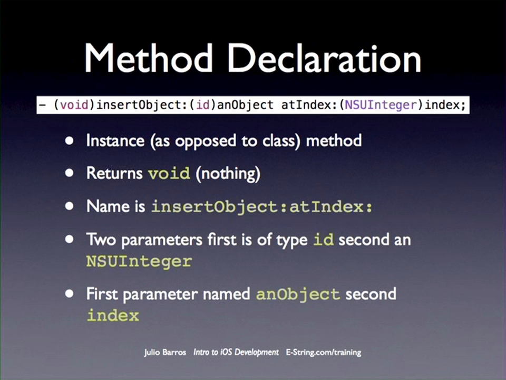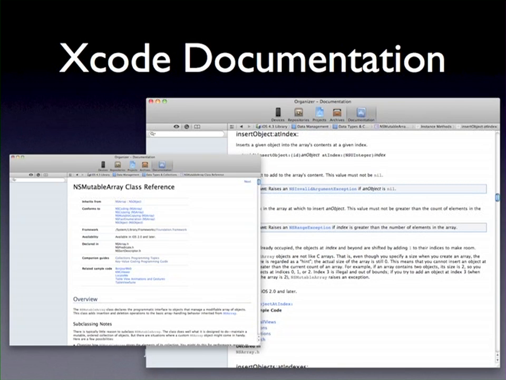And a recap. This is an instance method, not a class method. It returns void, that is, nothing. Its name is insertObject:atIndex:. It takes two parameters, the first of type id, that is any kind of object, and the second an unsigned positive integer. The first parameter's name is anObject, and the second is called index. This is all in the documentation, which you can view with Xcode.